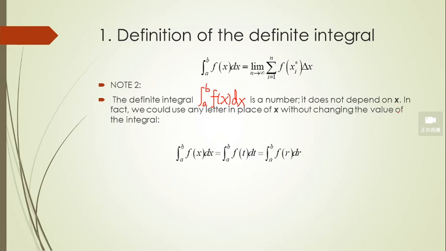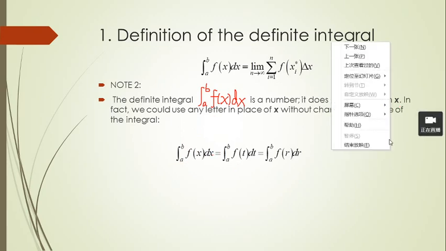It does not depend on x, which means you can freely choose any notation for the independent variable. It doesn't matter if you use the letter t, r, or s, but you should write f(t)dt, f(r)dr, f(s)ds. The letter just means the independent variable. Is everyone clear about this part? If you understand this is just a number, then it's easy. This is not a function again. So that is note 2.